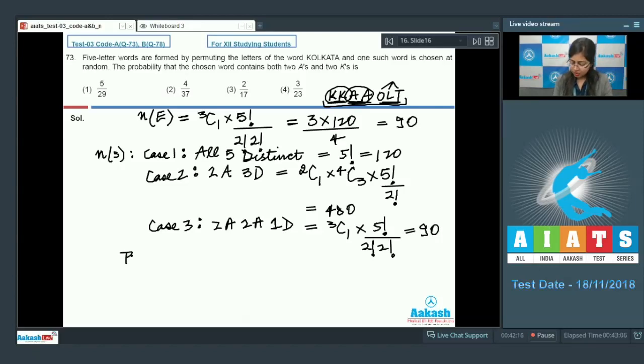So, the probability of the event E is equal to 90 upon 120 plus 90, that is 210. Now, 210 plus 480 will be equal to 690. So this is equal to 9 upon 69, which is equal to 3 upon 23. So, the correct answer will be option number 4.